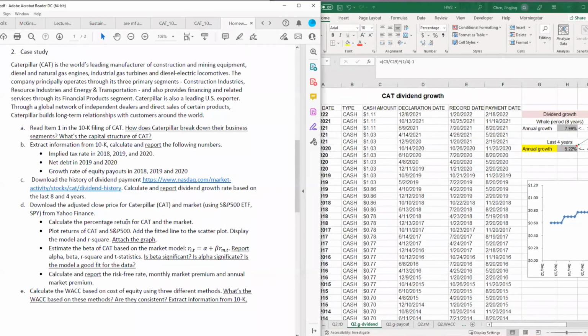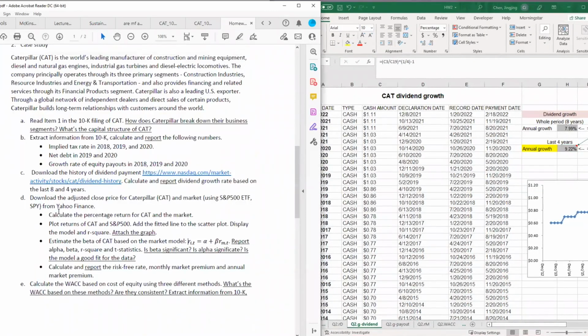So then let's go down to question D. Download the adjusted close price for Caterpillar and the market using SPY from Yahoo Finance, and calculate percentage return, plot the return, fit the line, display the model in a scatter plot, attach the graph, and finally estimate the beta, report these statistical estimates, comment on the significance of beta, alpha and the model, and finally calculate the risk-free rate, monthly market premium, and annual market premium.